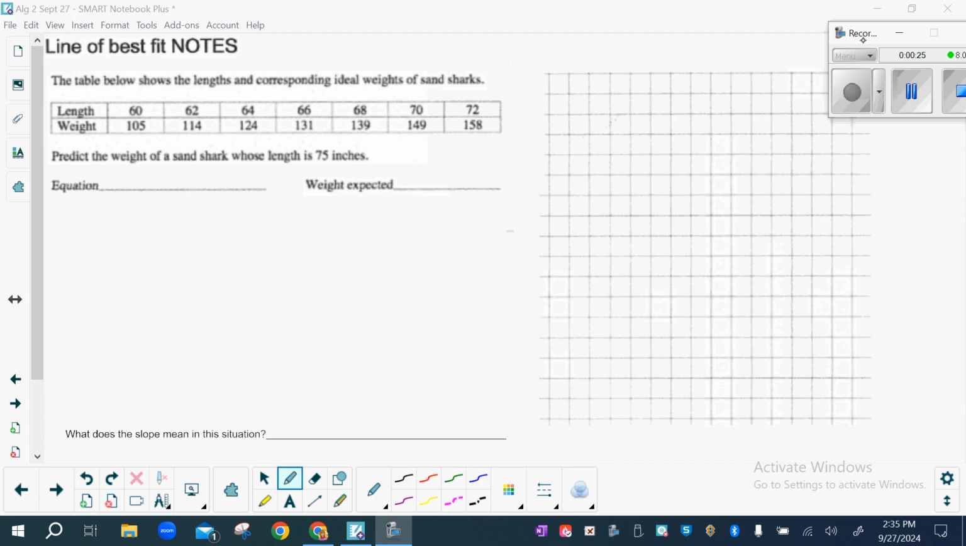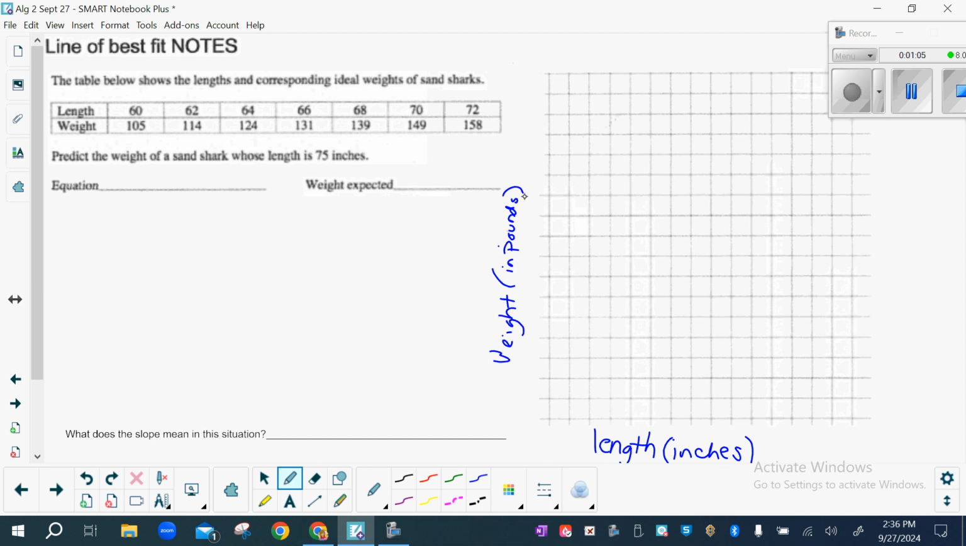So starting with the length, we'll put our length down here. And the length is in inches. And then we're going to do our weight on the side. This should say, but it doesn't. It's in pounds. Feel free to abbreviate. What's the abbreviation for pounds? LBS.